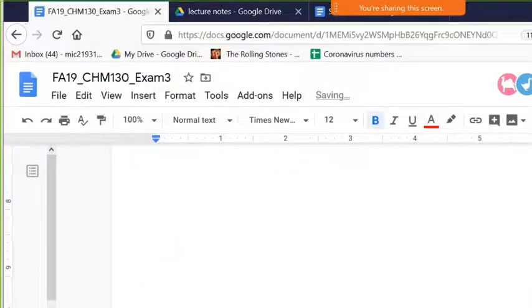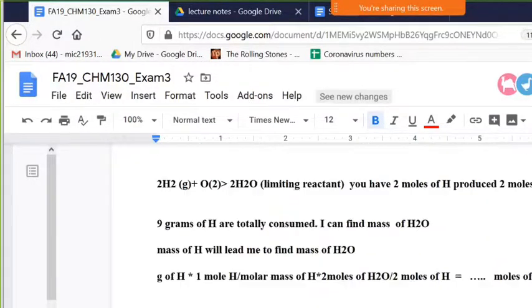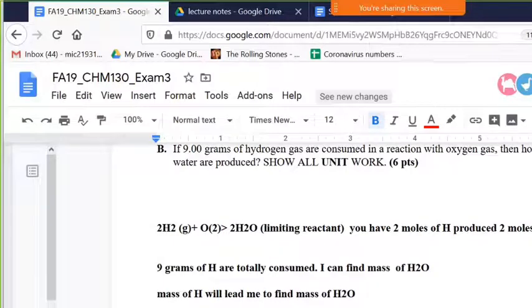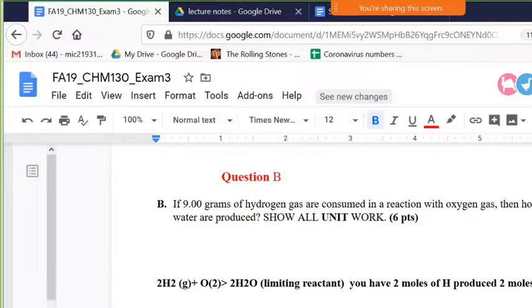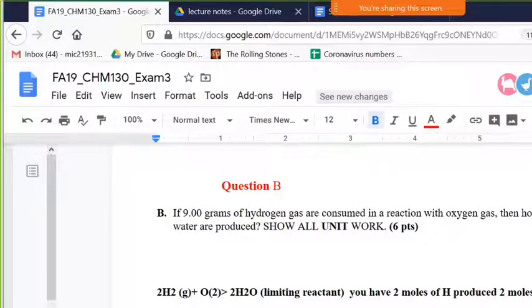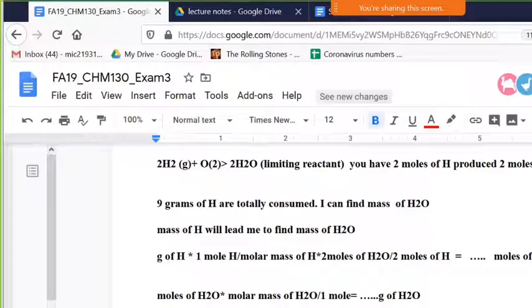And for those people that may be coming in or out of this, it's kind of hard to tell who's here. This is everybody, so Chem 130 and OChem. Question B. Oh, does it get distorted on your end when I scroll through this?